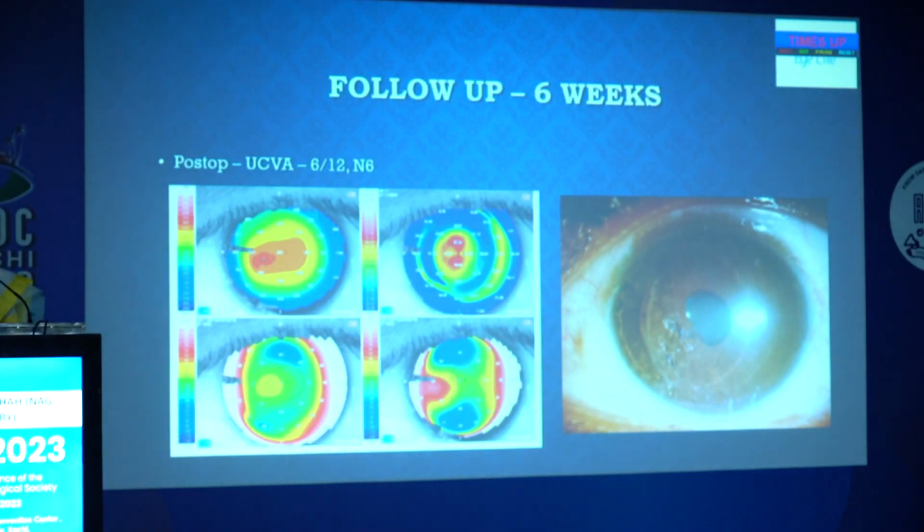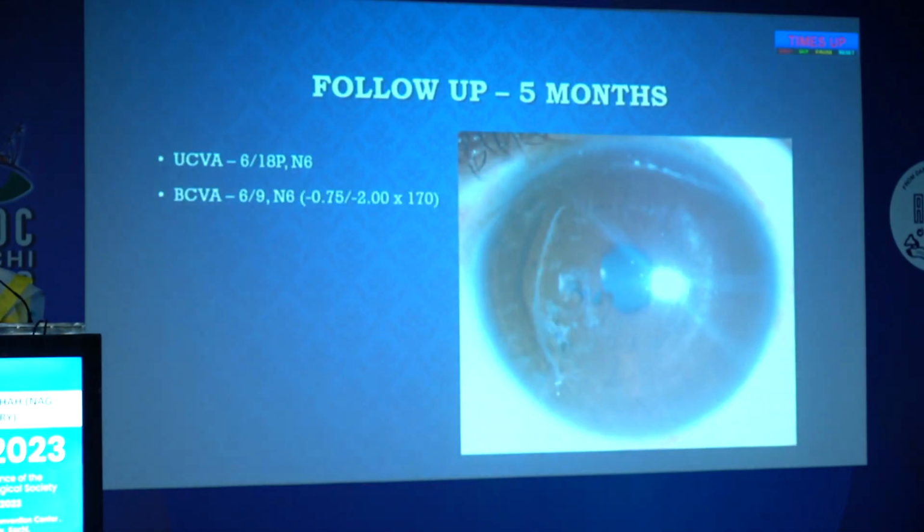His uncorrected visual acuity was 6/12, N6. And this is the follow-up. Finally, we have about 5 months. His uncorrected is 6/18, N6 with a refraction of -0.75 and -2 cylinder. He improves to 6/9, N6, and he finally agreed to wear glasses, and he's happy to wear glasses.